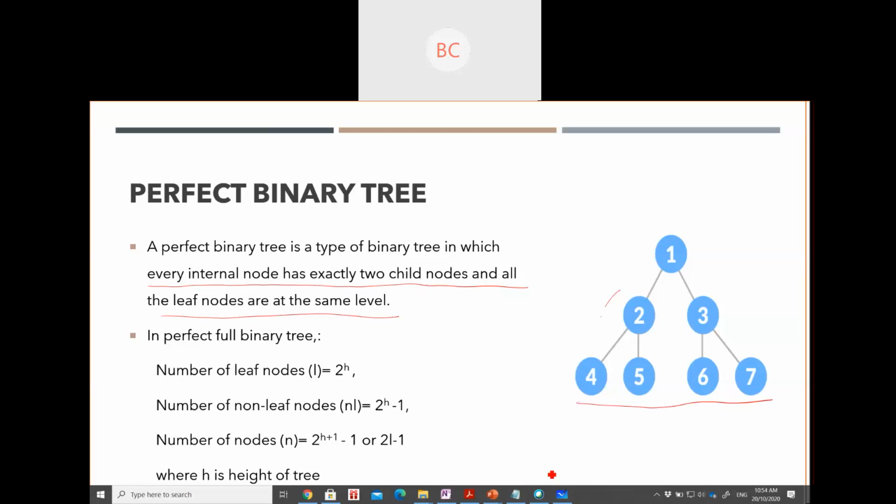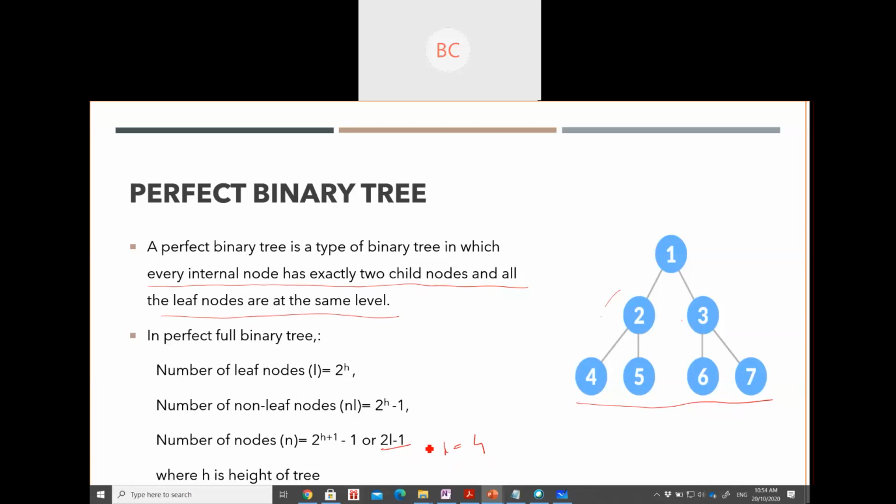Then again, number of non-leaf nodes is 2 power h minus 1. So it's 4 minus 1, 3. So you can see the number of non-leaf nodes or the internal nodes is 1, 2 and 3, correct. And again, the total number of nodes has two formulas. Either I can tell you that there are 4 leaves. If I give you L equal to 4, you can use the equation 2L minus 1. So the number of nodes will be L into 2, 8, minus 1, 7 nodes, right?